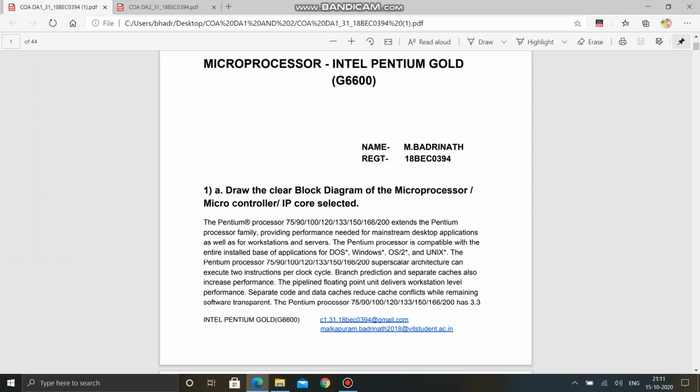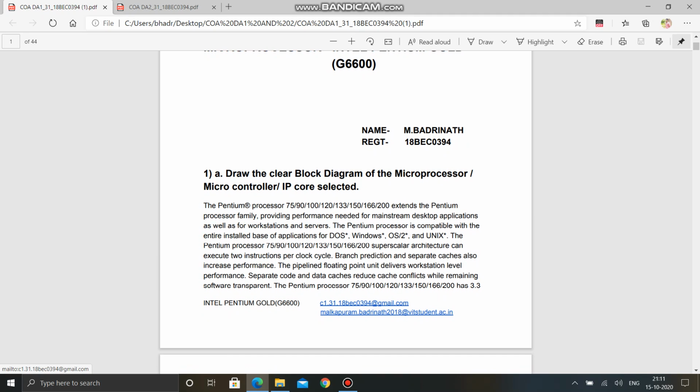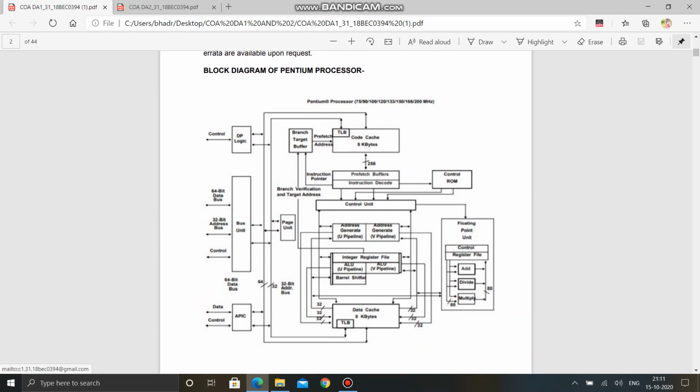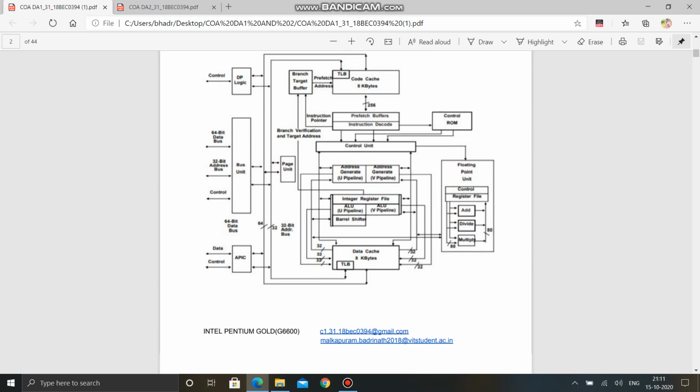The pipelined floating point unit delivers workstation level performance, and separate code and data caches reduce cache conflicts while remaining software transparent. The Pentium processor has millions of transistors and is built on Intel's advanced 3.3V BiCMOS silicon technology. It supports dual processing with a local multiprocessor interrupt controller, and the block diagram is as follows. This is how the block diagram looks, and I have already shared a separate file with you, sir, using software where I have drawn it.